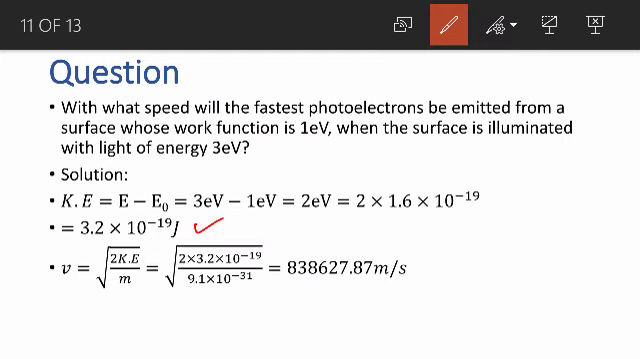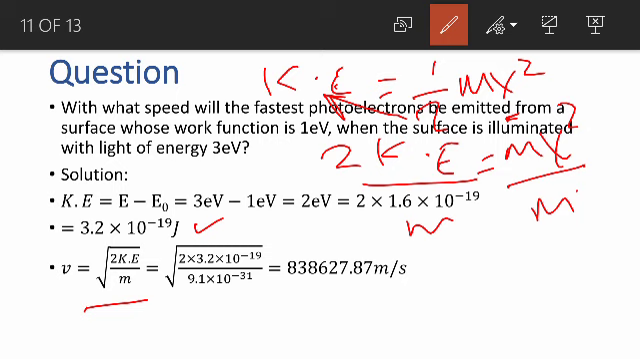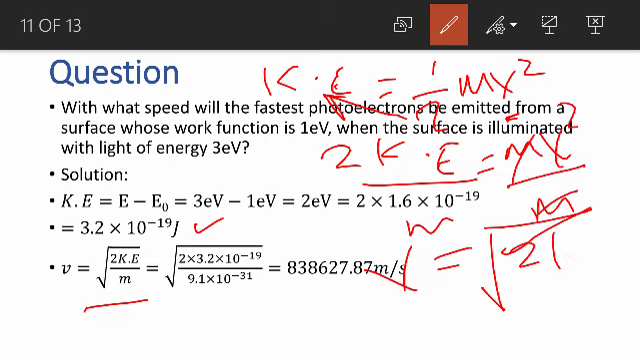Okay, now remember we also noted that kinetic energy KE is equal to half mv squared. If we make v the subject of the formula, we are going to get the square root of 2KE divided by m. You can achieve this by cross multiplying. First you have 2KE equal to mv squared, then you can divide both sides by m. Then you now have your v equal to the square root of 2KE divided by m.